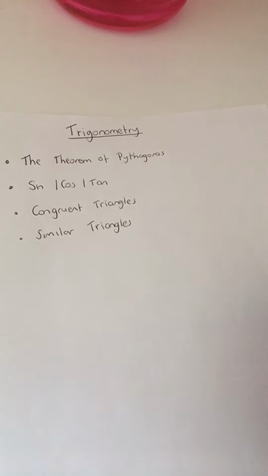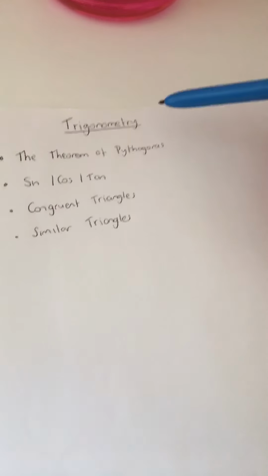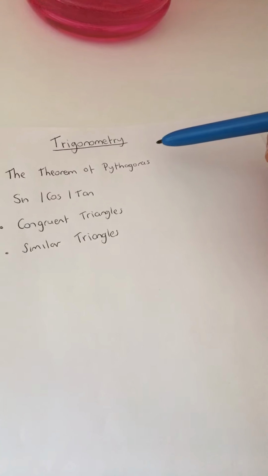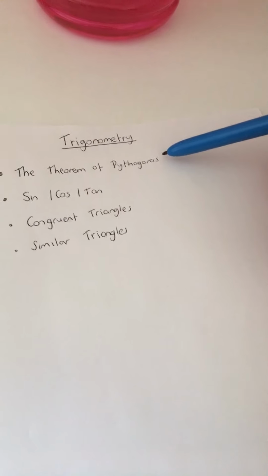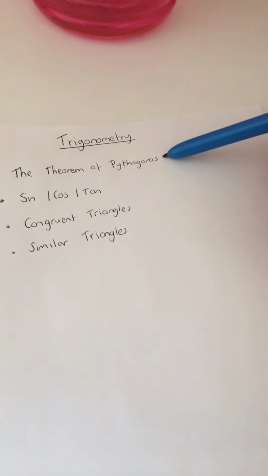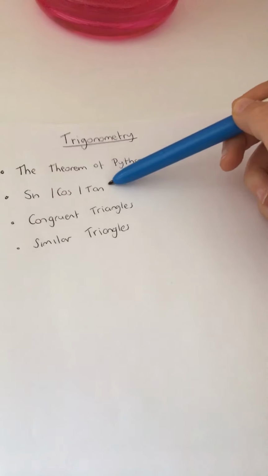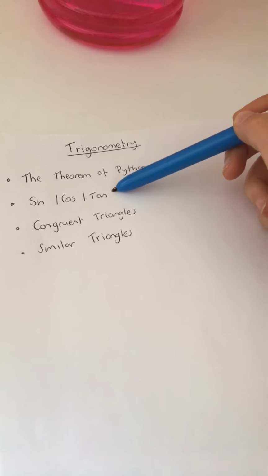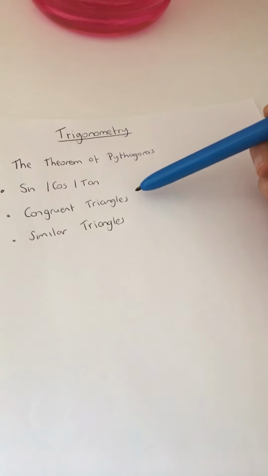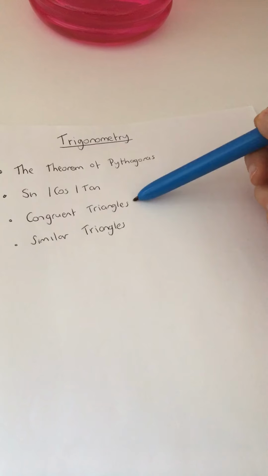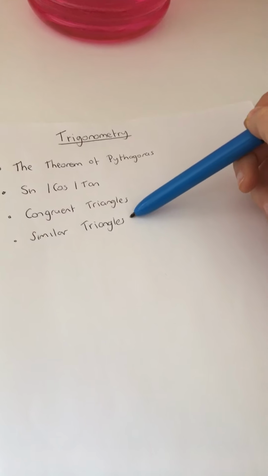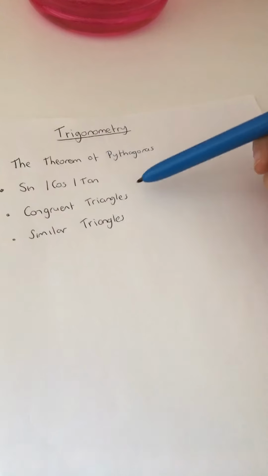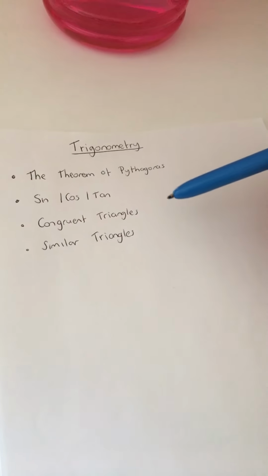Hey guys, okay, so the four different things that they could ask in trigonometry is first, they'd give you a triangle and ask you to solve it using the theorem of Pythagoras. Then they could ask you a question about sine, cos, or tan. They could also ask about congruent triangles or similar triangles. So I'm going to talk through each of these separately in 4 separate videos as a recap.